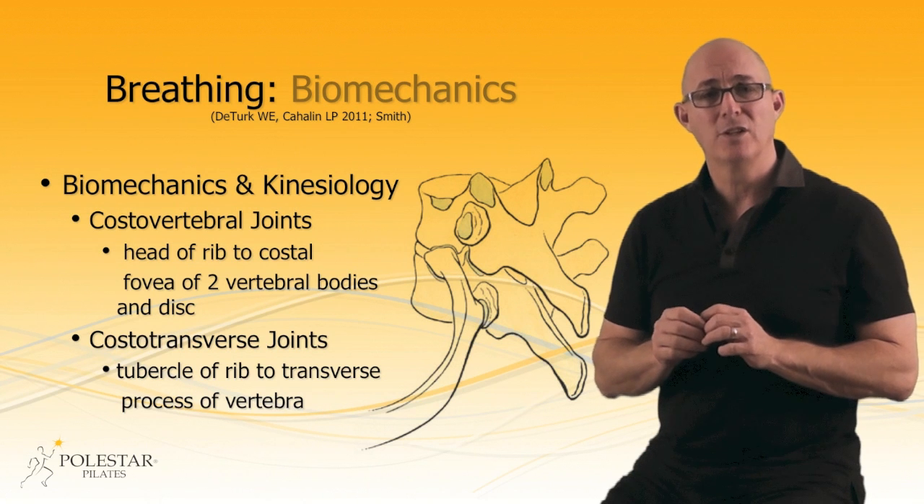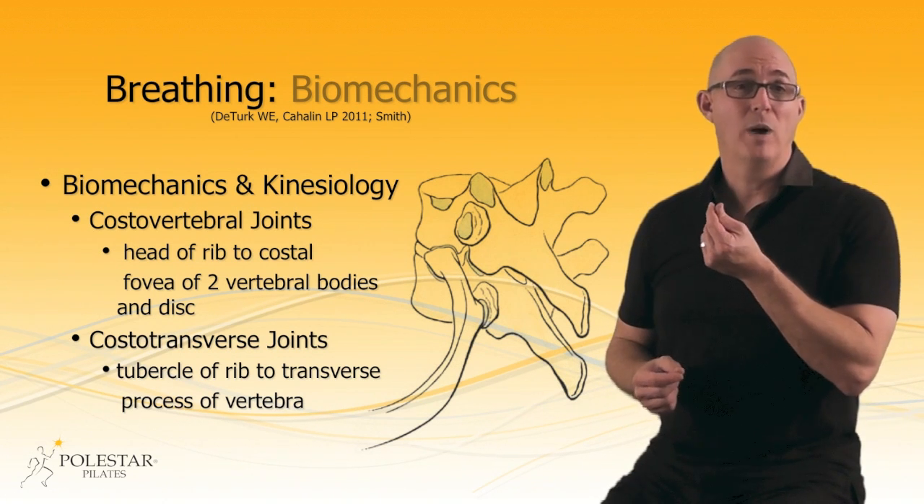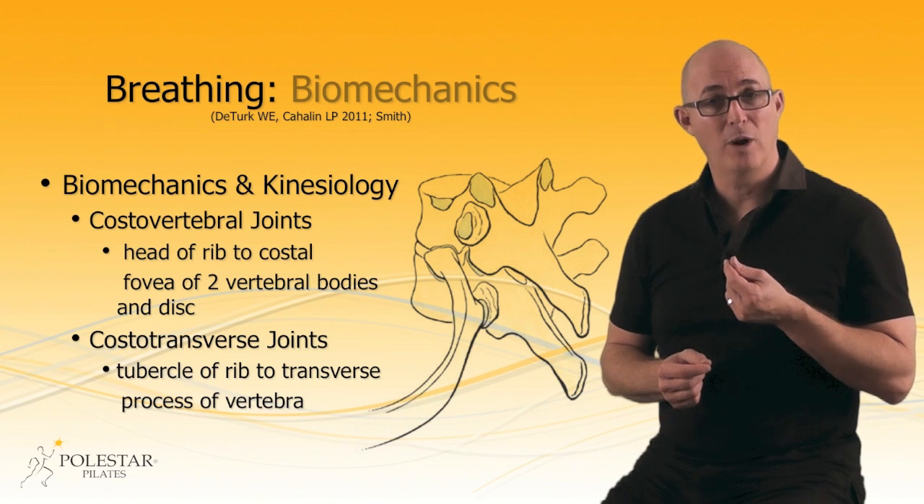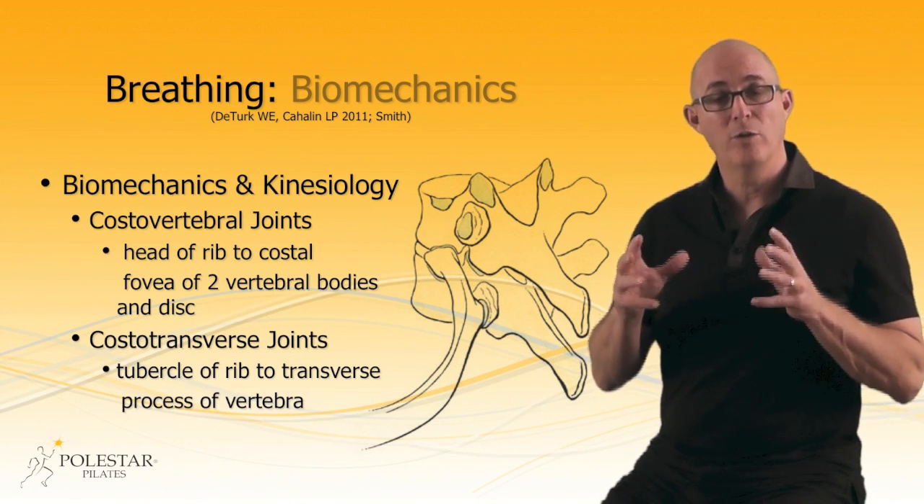The second connection is the costotransverse joint. This is where the neck of the rib comes around and articulates with the transverse process of the vertebra below. And that also has impact on the movement of the rib.